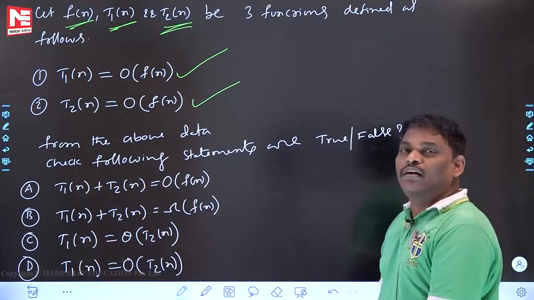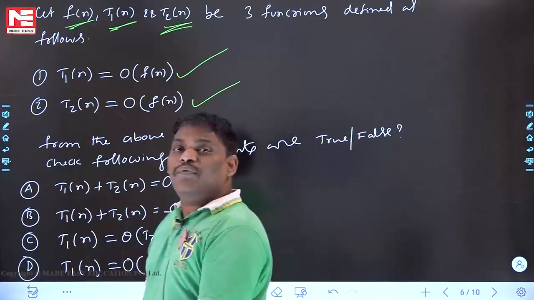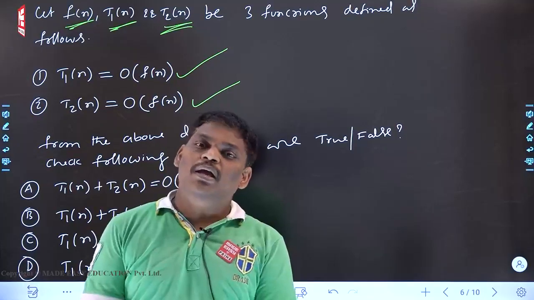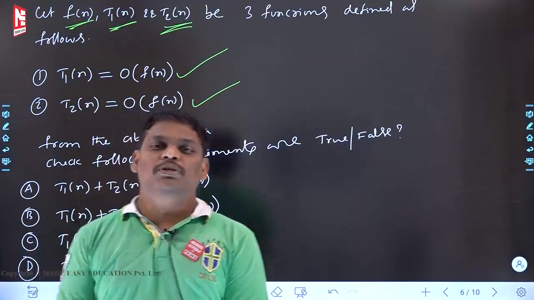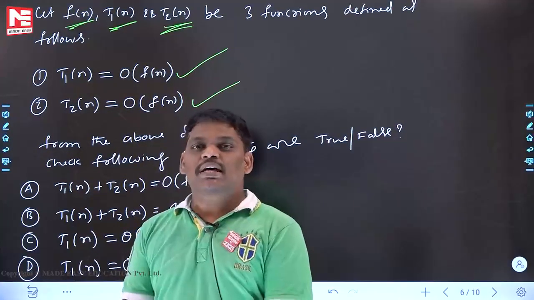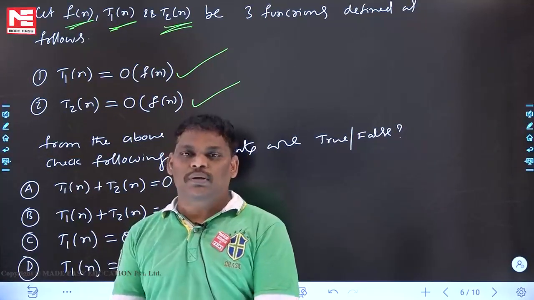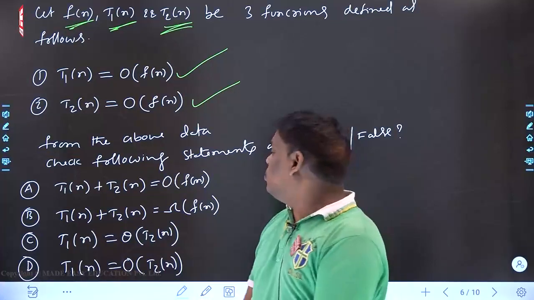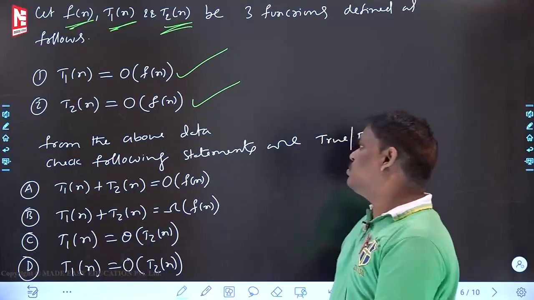What is the given data? Comparing T1, f of n may be greater or equal. Comparing T2, f of n may be greater or equal. This is the only information given. 2 statements are given, and from that you have to conclude something. Whatever you got from those 2 statements, you have to verify in the available options which is true.